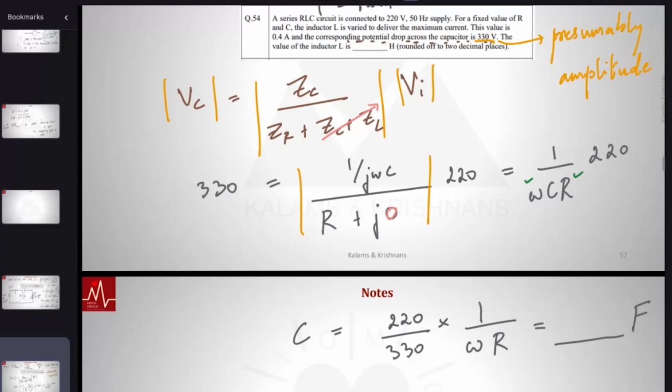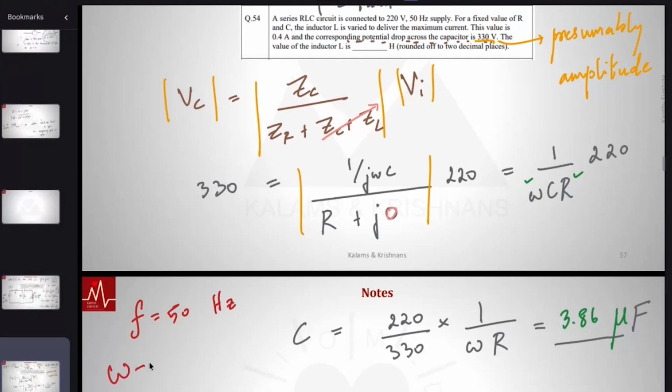See, at this stage, I am also recognizing something. Okay, I need to make a comment on that. Great. The correct answer is supposed to be 3.86 microfarad, that is, 10 power minus 6 farad. You won't get this if you put omega as 50. Okay, F is 50 hertz.